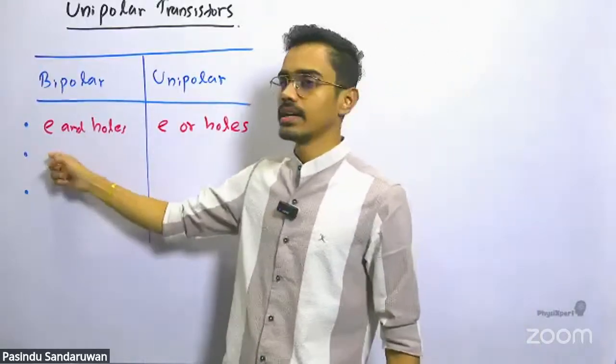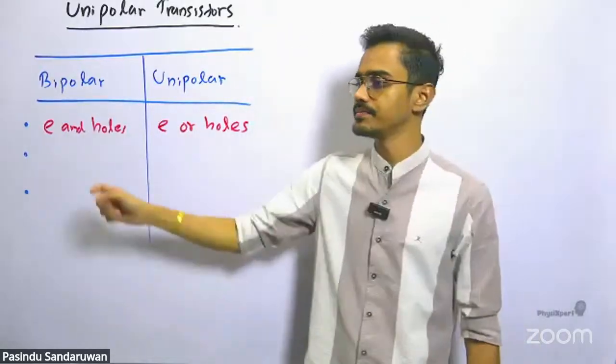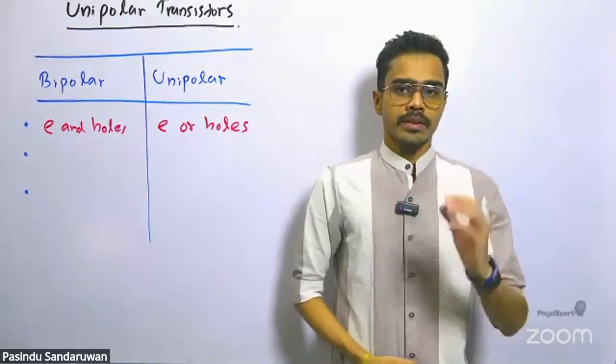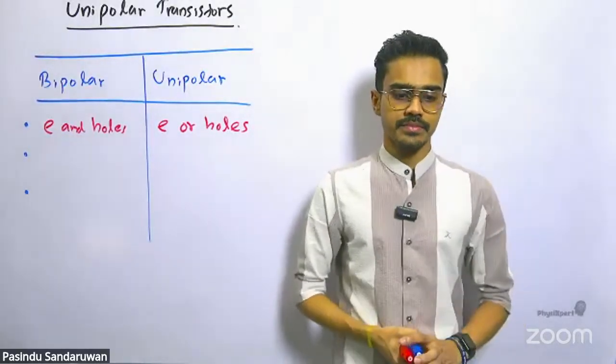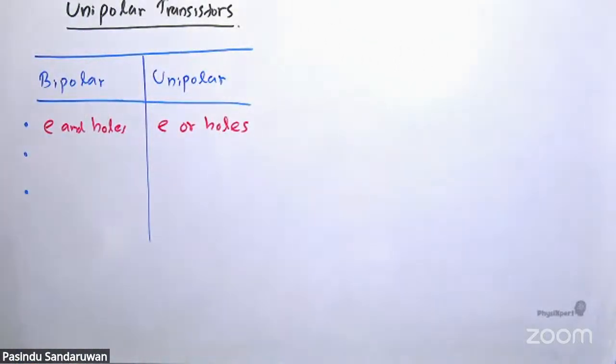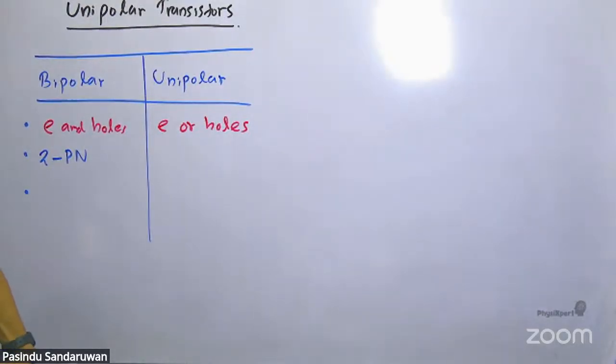Right? Then the second point on the bipolar side: there are two PN junctions.